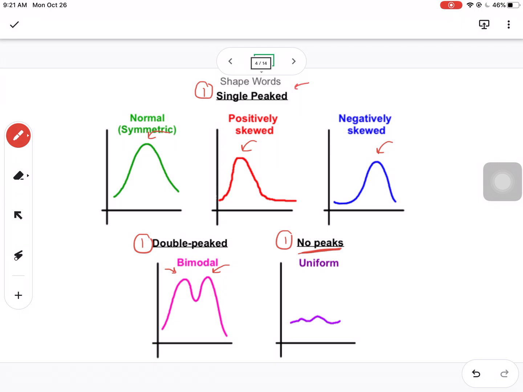So single peaked means one high point, one modal group. Double peaked, double or bi means two, so that means two high points. And no peaks or uniform. Uniform means like all the same, so it's kind of like flat. So for uniform, we could say frequencies, meaning our height, are all the same.